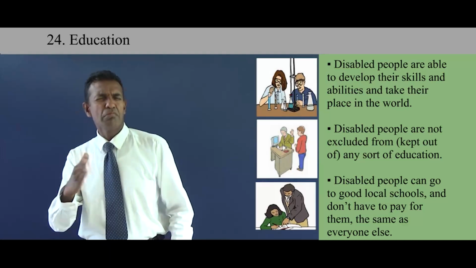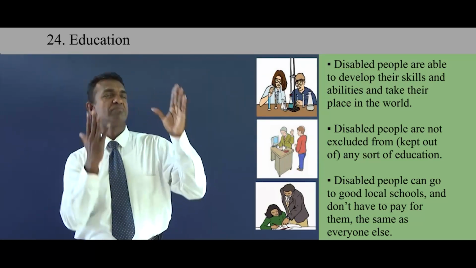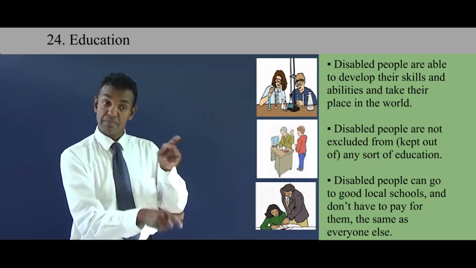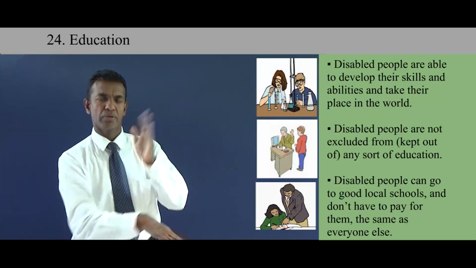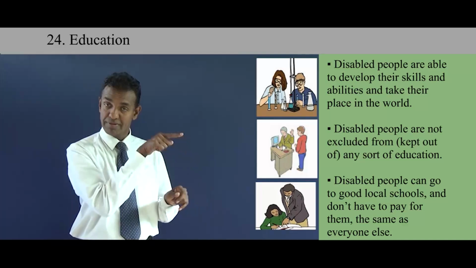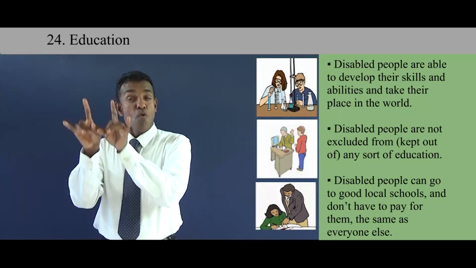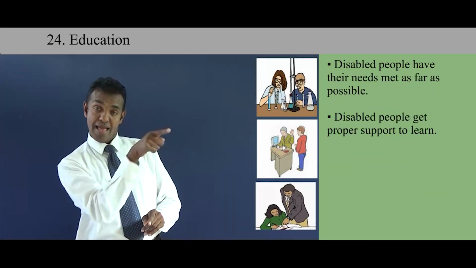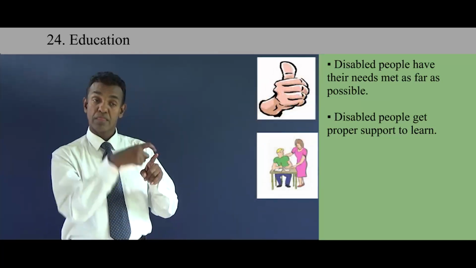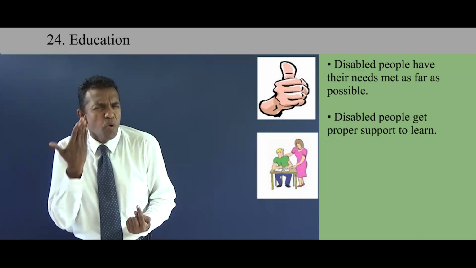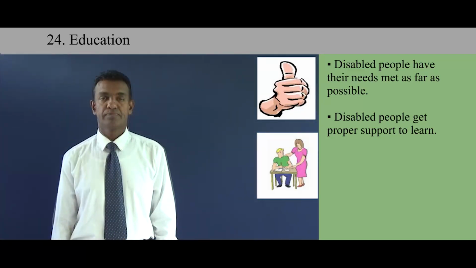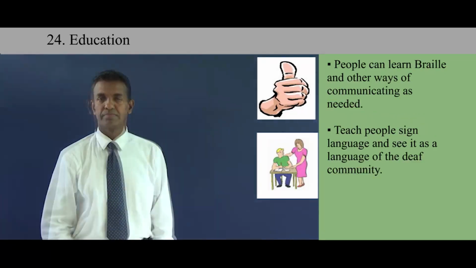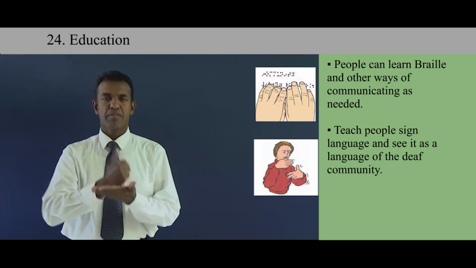Disabled people are not excluded from, kept out of any sort of education. Disabled people can go to good local schools and don't have to pay for them, the same as everyone else. Disabled people have their needs met as far as possible. Disabled people get proper support to learn. People can learn Braille and other ways of communicating as needed.